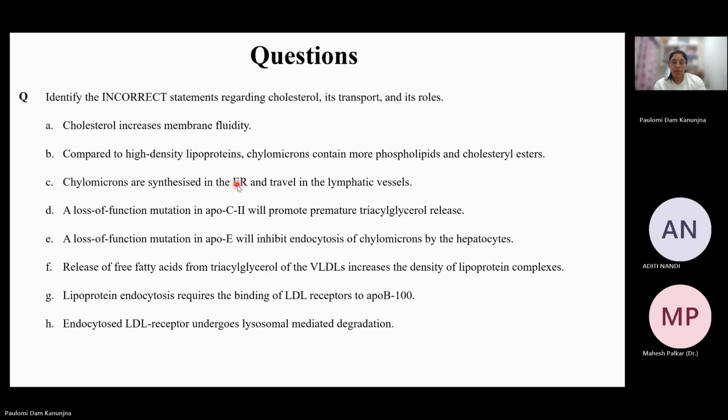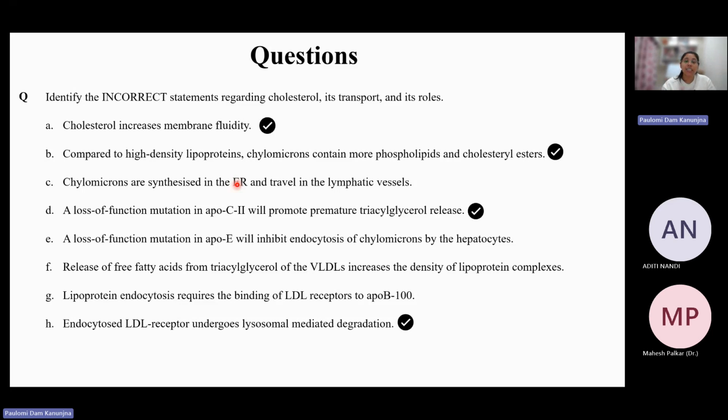that's it. Let me give you the answers and then you can check. So the incorrect statements of these 8 are A, B, D, and H. Let me show you why the others are incorrect. But the first one should have been very easy to come across, right?